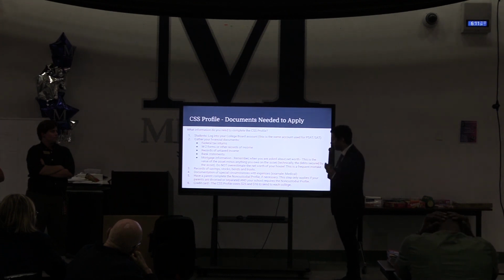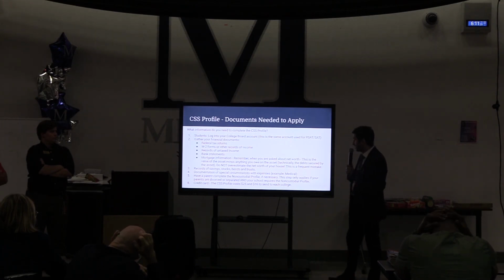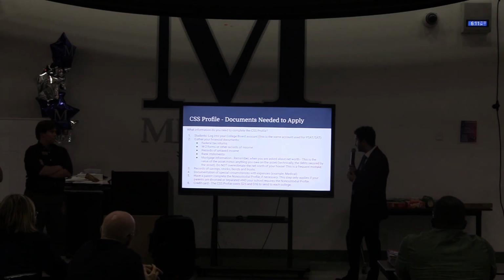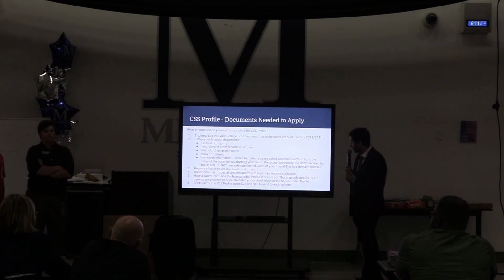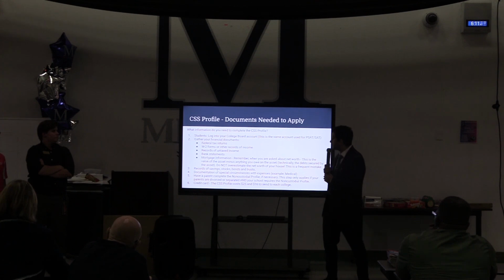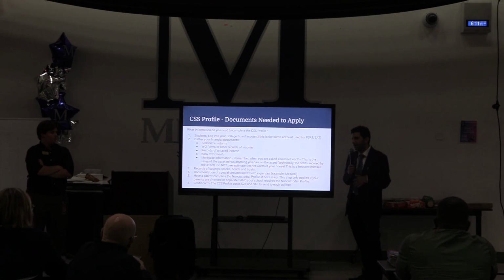So, records of savings, stocks, bonds, trusts, documentation, special circumstances for expenses, medical expenses, things like that. Have a parent complete a non-custodial profile if necessary. This step only applies if your parents are divorced or separated, and your school requires the non-custodial profile, which is very typical. Most schools will.